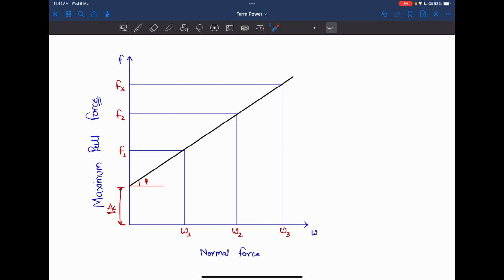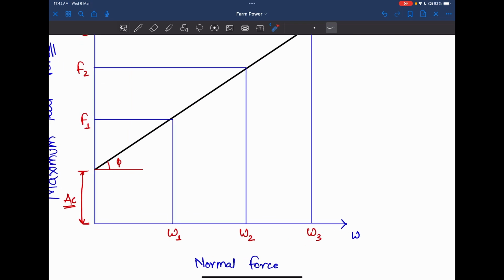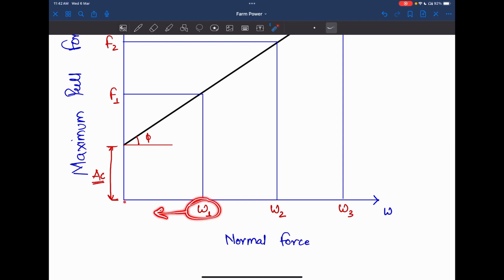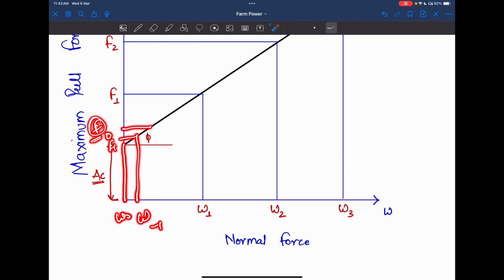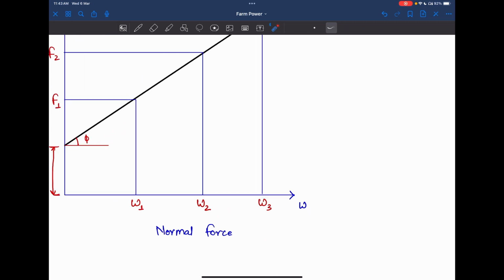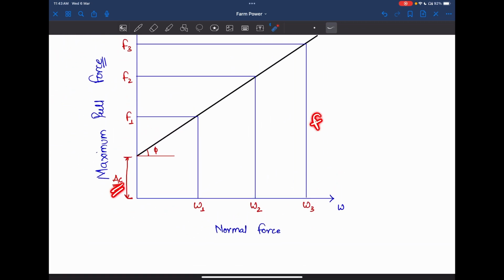What actually happened is that even if you bring W to 0, there is a corresponding value F0. But as W reaches 0, there is a fixed value of F, which always comes. That F0 is the value when we apply W equal to 0 force, and it is equal to AC. So this is nothing but the y-intercept.